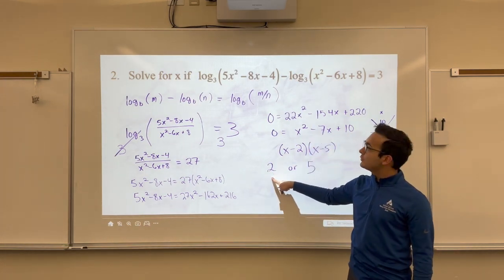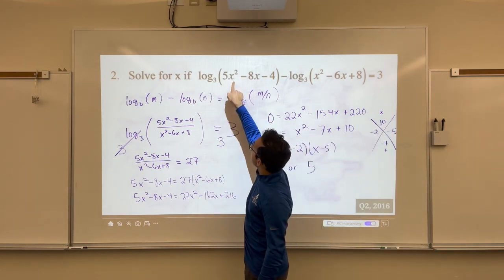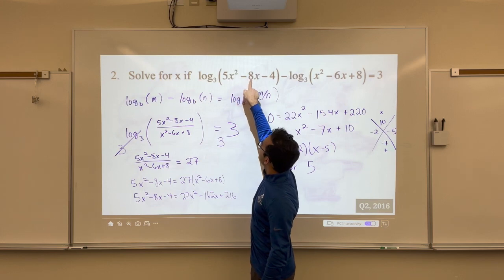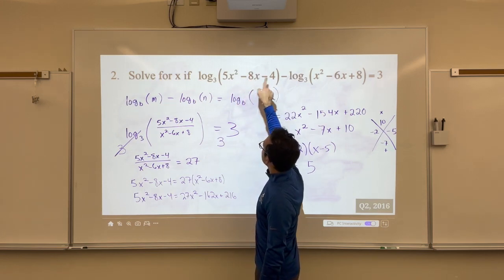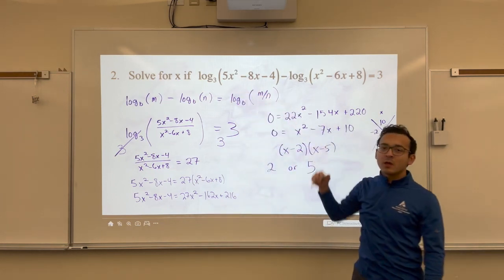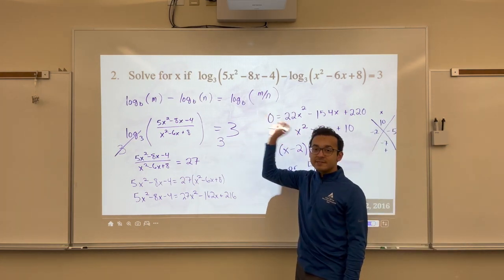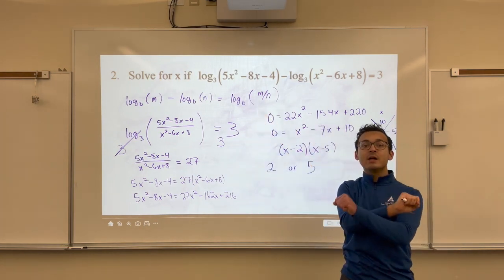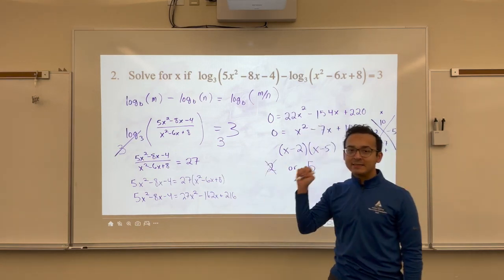So let's start with 2. Plugging in 2, we have 5 times 2 squared, which is 20, minus 8 times 2, which is 16, minus 4. So we have 20 minus 16 minus 4, which is 0. So we have the log base 3 of 0, which is invalid. That's undefined. So 2 is not going to be a valid answer.